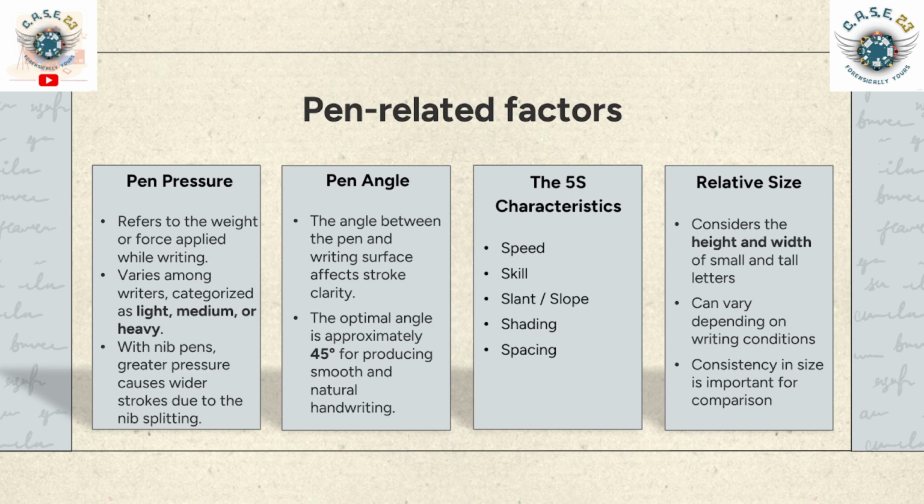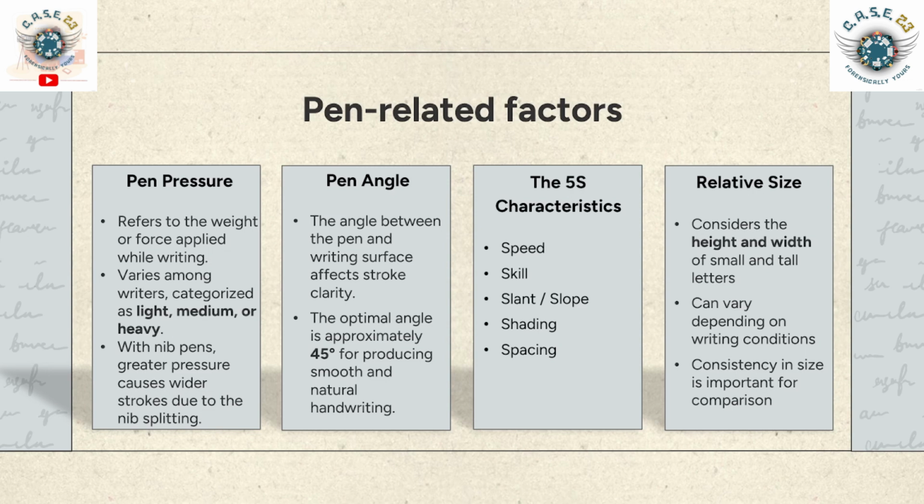Then the next is pen angle. You might not think about it when you're writing, but the tilt of the pen affects how clearly and smoothly your strokes appear. A good natural angle is usually around 45 degrees, and if the angle is too steep or too flat, it can cause uneven strokes, blots, or even shakiness.